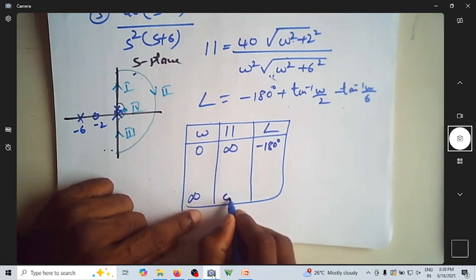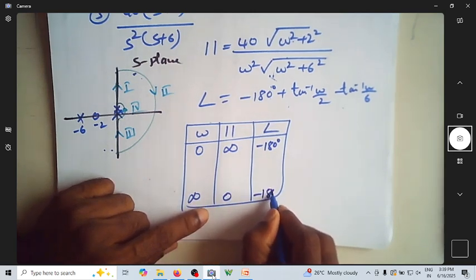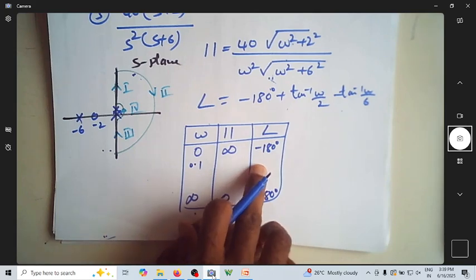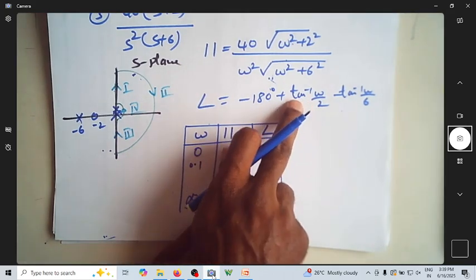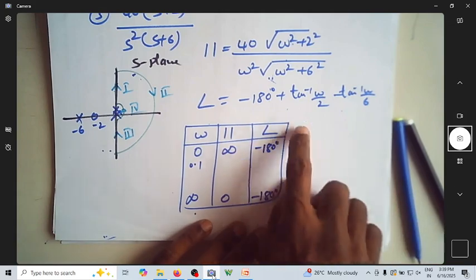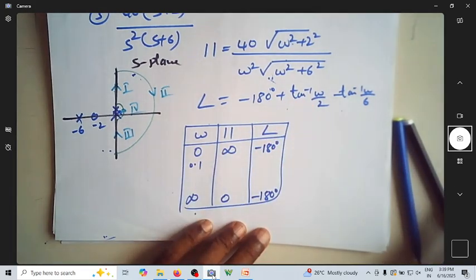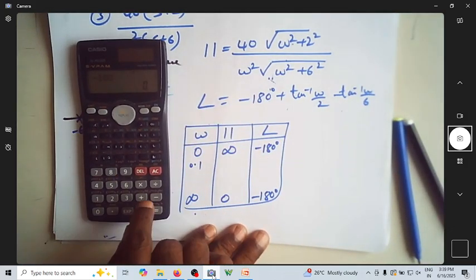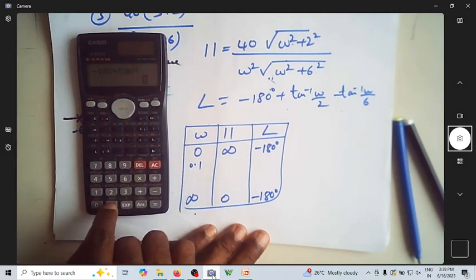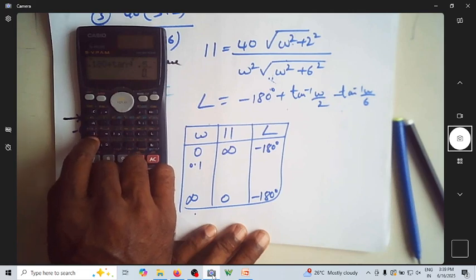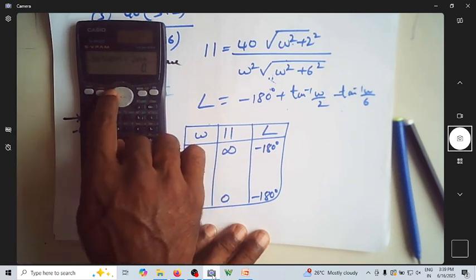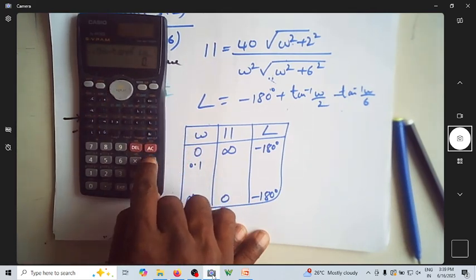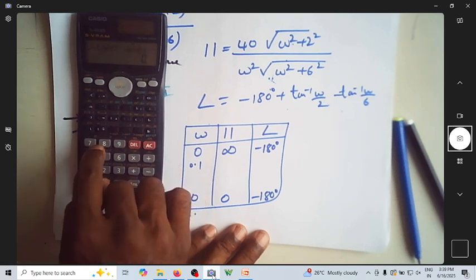This is 0. Phase angle is again minus 180 degree. Give it as 0.1. If you give it as 0.1, you can see the phase angle actually goes slightly more positive than minus 180. You can find out it is minus 180 plus tan inverse of 0.5 alpha a, minus tan inverse of alpha a divided by 6.